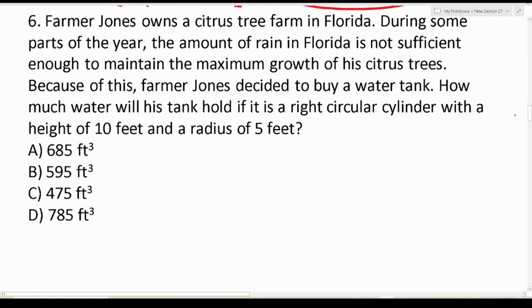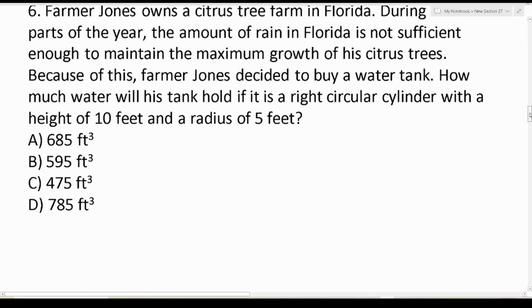All right, number 6 says Farmer Jones owns a citrus tree farm in Florida. During some parts of the year, the amount of rain in Florida is not sufficient to maintain the maximum growth of his citrus trees. Because of this, Farmer Jones decided to buy a water tank. How much water will his tank hold if it's a right circular cylinder with a height of 10 feet and a radius of 5 feet?